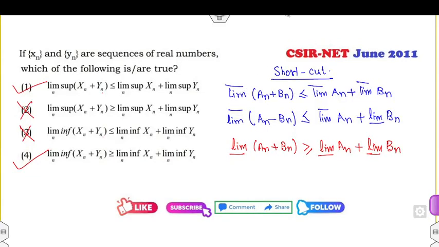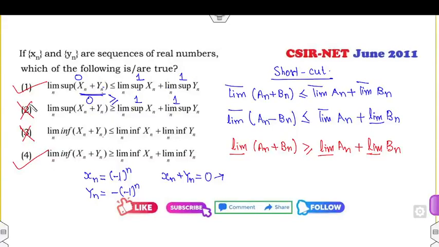Otherwise, you can also think about an example. Let's say xn is this sequence. Since I need xn plus yn, I can choose yn as this number. What is xn plus yn? It is 0. So now it's a unique number, so the limit is 0. What is the limit supremum of xn? 1. Limit supremum of yn is 1. So 0 is less than 2. So 0 is greater than the limit supremum of xn plus yn, so the wrong options are identified.